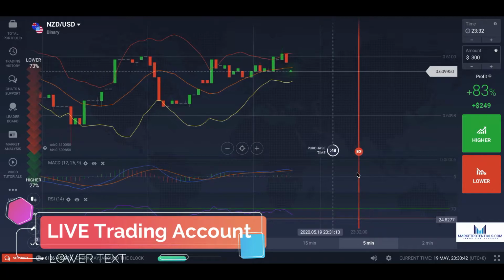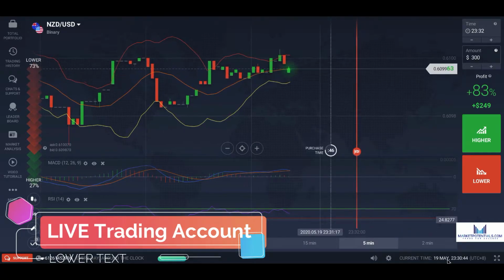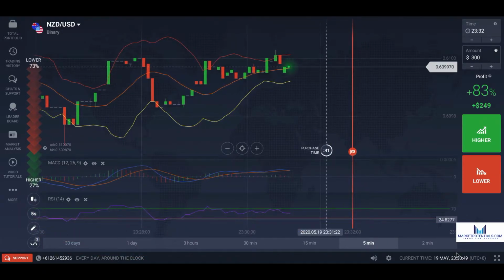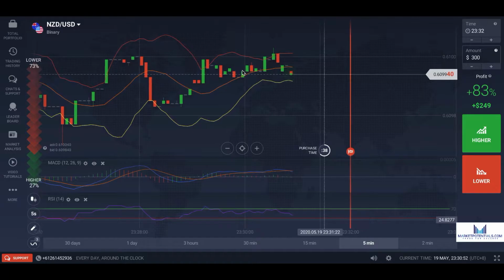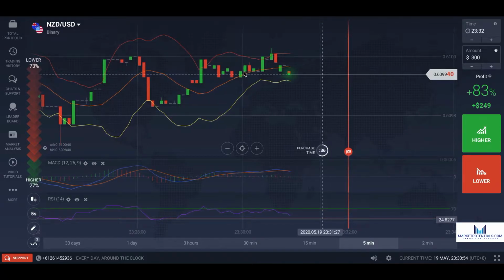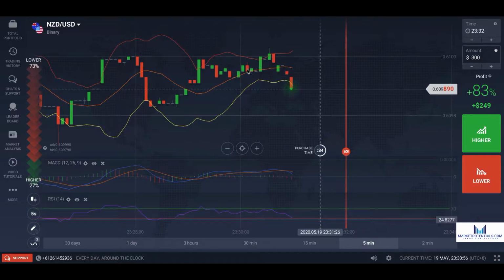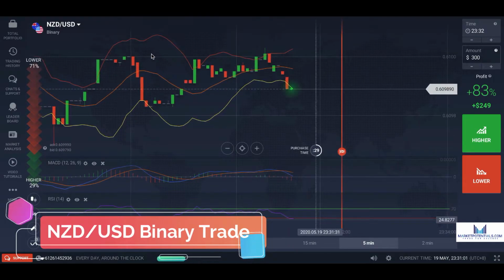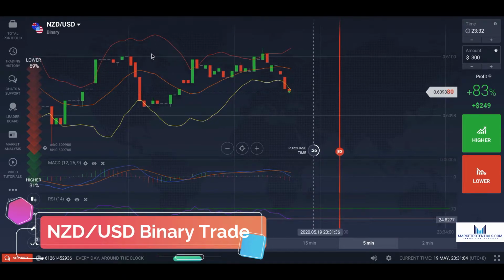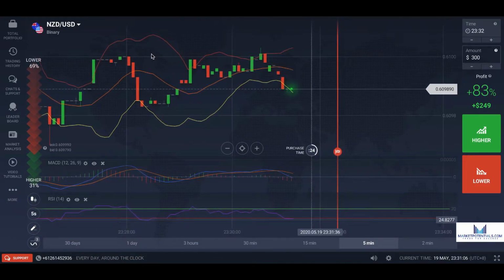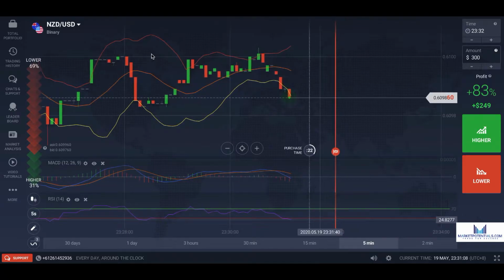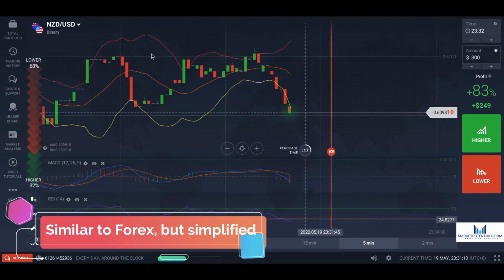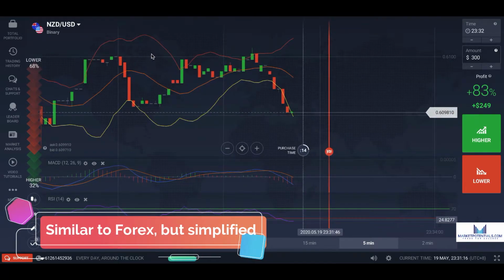Now, this, as I mentioned, is a live trading account. Today is the 19th of May 2020. I've got about 30 minutes to midnight where I am. This late evening, I'm going to be trading the Kiwi and the US dollar, which is the Forex pair, in a binary option trade. For those of you who are entirely new to binary option trade, it works in a way that's very similar to Forex trading, but it's a lot more simplified in that sense.